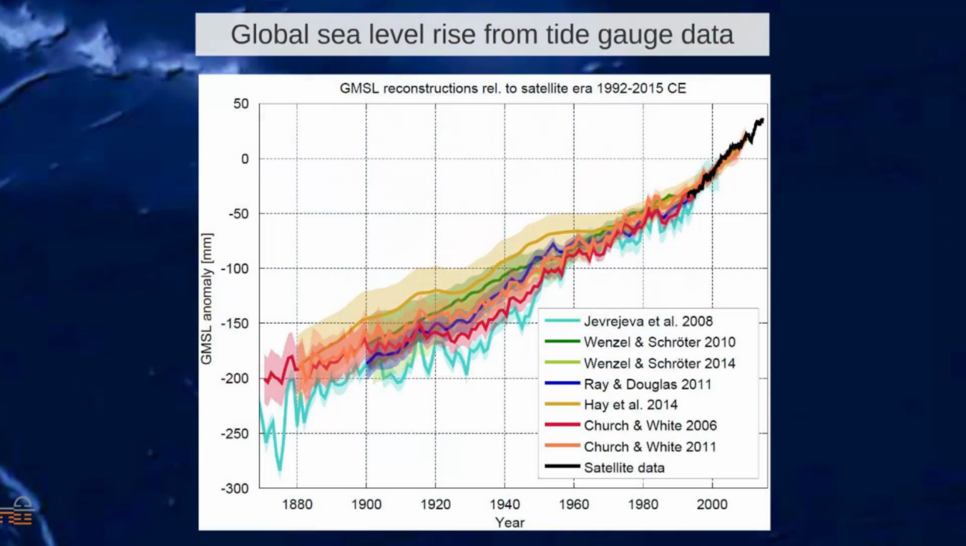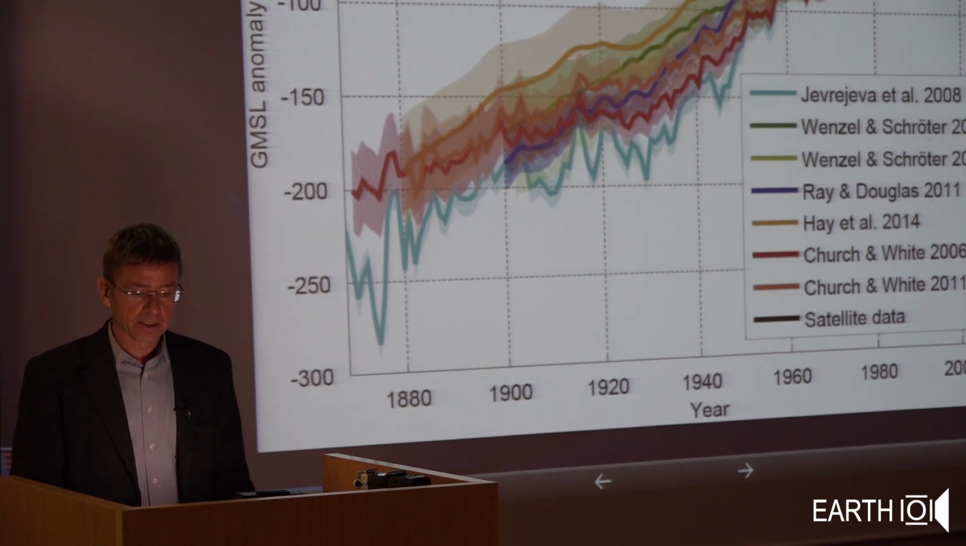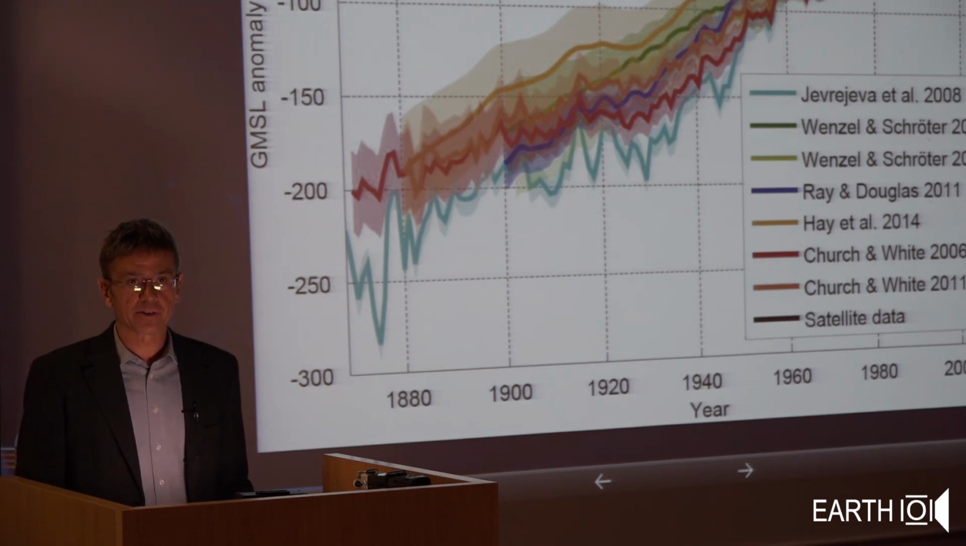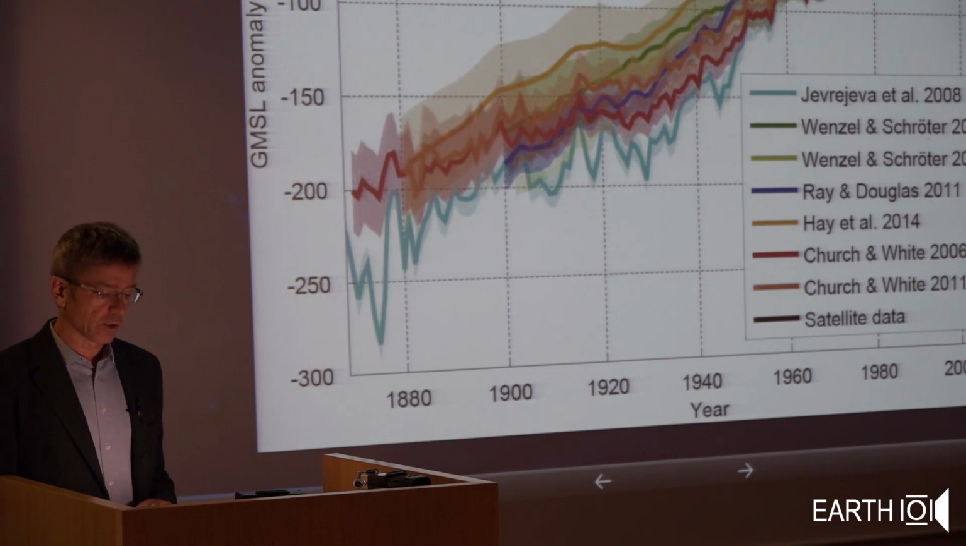Now, if we step a little bit back and look at a longer time period, we know what sea level has done since the late 19th century from tide gauges, and these are several different compilations of tide gauge data. It's not so easy to combine them into a global average sea level signal because the number of tide gauges decreases the further back in time we go. And that's why the uncertainty increases the further back in time we go here.